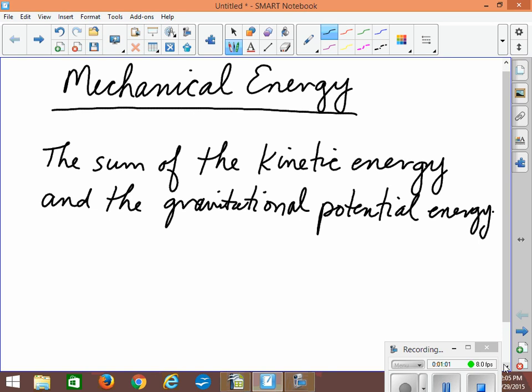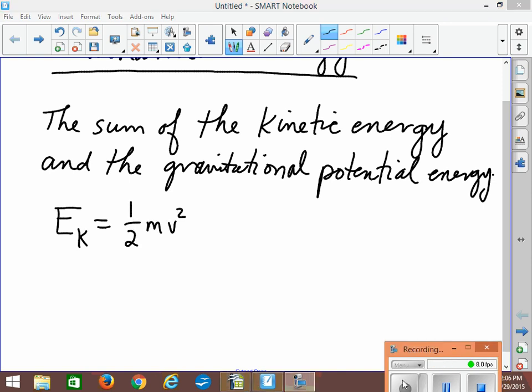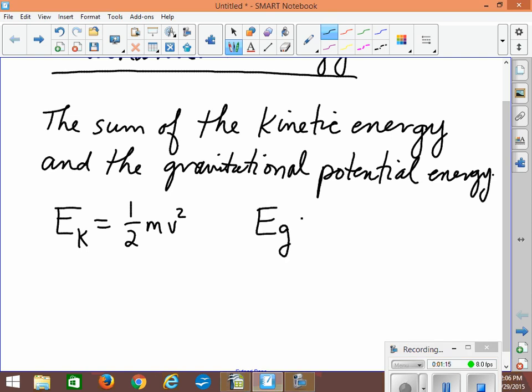And we have a couple of formulas that we use to describe these. Kinetic energy, which is 1/2 mv squared. And we have gravitational potential energy, which near the surface of the Earth can be calculated with this handy formula, mgh.